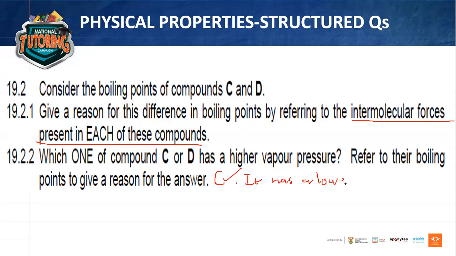Remember what we said. We said the higher the boiling point, the lower the vapor pressure. If the boiling point is high, it means the vapor pressure is low. And if the boiling point is low, it means the vapor pressure is high. When you look at C and you compare it to D, you will see that C has a low boiling point. In other words, it then has a higher vapor pressure, and that will be your next mark, because this is where we are looking for the reason altogether.